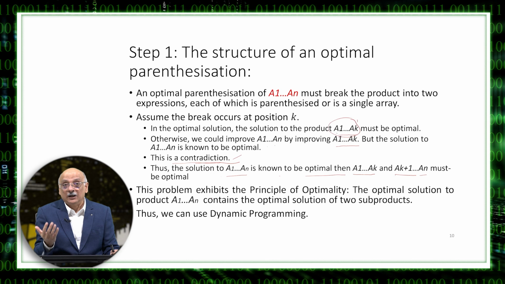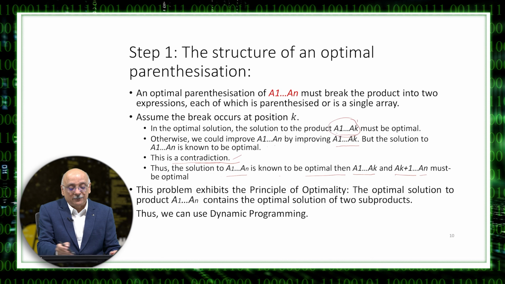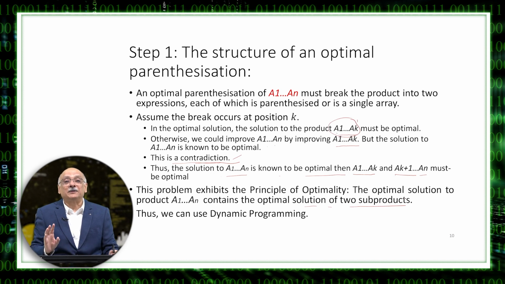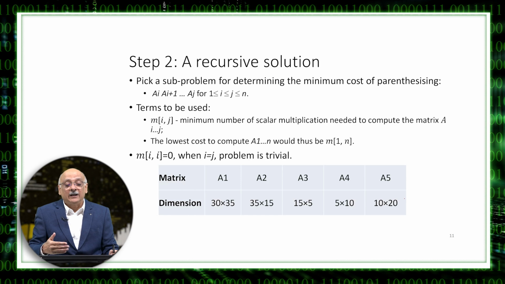So the first point, whenever you want to apply dynamic programming, is to prove the principle of optimality. The optimal solution contains the optimal solutions of two subproducts. Thus we can do this dynamic programming. Next, we are going to find a recursive solution.